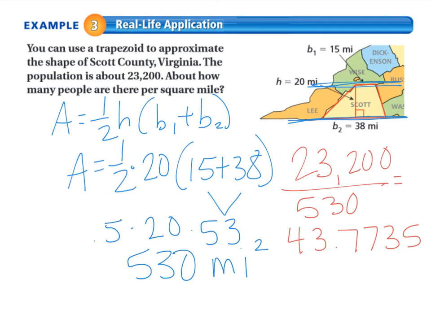But I'm going to round that to the nearest person because we can't cut people in half. So if I'm going to round to the nearest person, I'm going to round to the nearest whole number, which is right here. And remember, I look to the right. If that number is 5 or above, that means I'm going to bump up. If it's below 5, then I chop off. So since it's 5 or above, that means I'm going to round it to 44. That means I have 44 people per square mile.